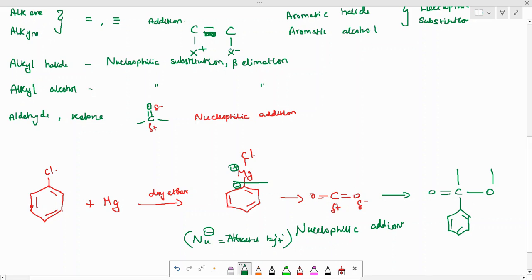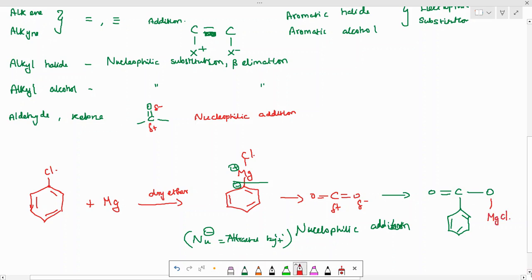But here particularly the carbon will attack the nucleophilic part. We are dealing only about the carbon in our organic chemistry. That's why we are giving the special name nucleophilic addition. Nucleophilic addition reaction will be there. And here I have added the positive part with the carbon and the negative part with another one, oxygen. So oxygen will have the MgCl part. That MgCl will be there.